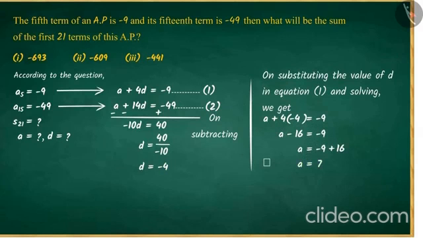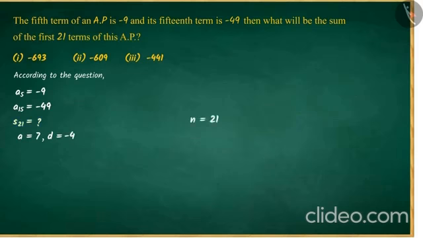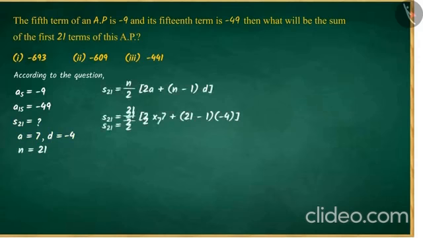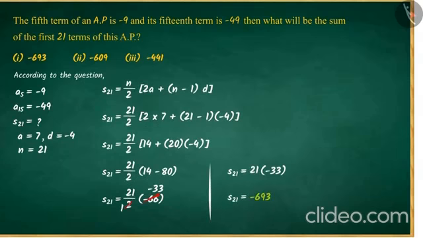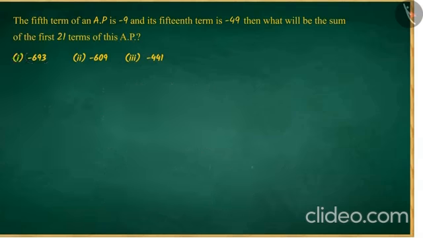In this question, we have to find the sum of the first 21 terms of the arithmetic progression. In this case, n would be equal to 21. On substituting the values of a, d, and n in the formula to find the sum of the first n terms of the arithmetic progression and solving, we get -693. Hence, option 1 is the correct answer.